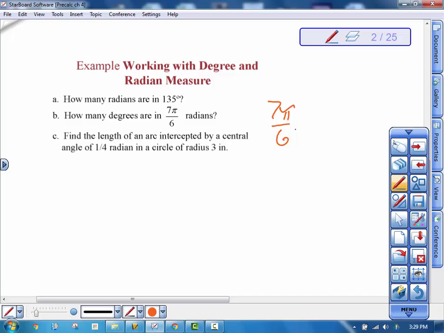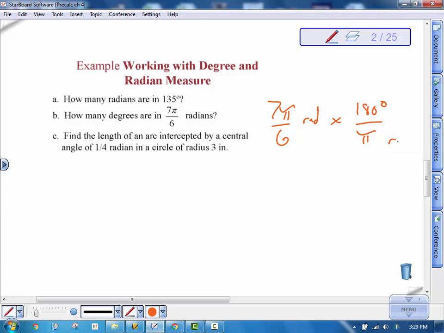Okay, we also want to be able to convert from radians into degrees, so it's just the opposite. So this is radians, so we'll multiply by 180 degrees over pi radians. That way the radians cancel. We don't usually write radians as well, so that's not always going to be written out. Keep in mind that if you see pi, if you don't see the degree, you can assume it's in radians. The pi would cancel here. 6 goes into 180 30 times, and so this would give you 210 degrees.